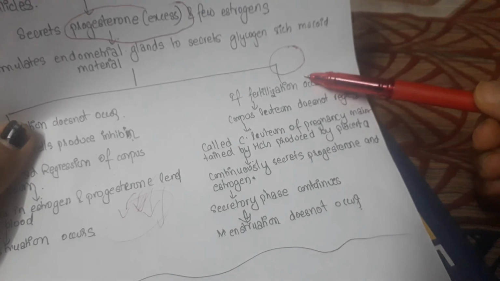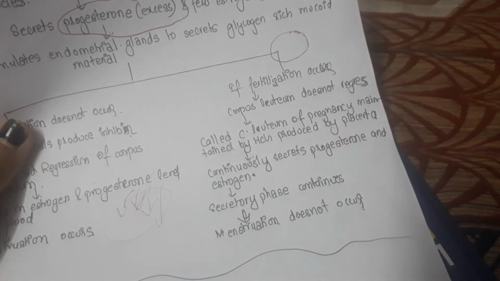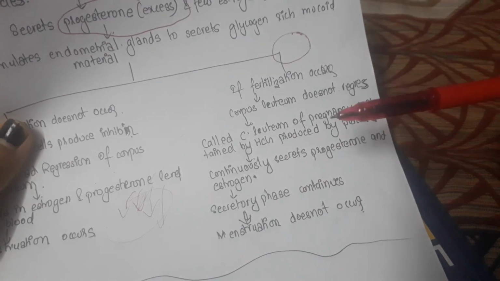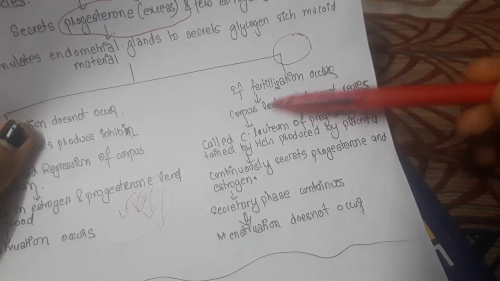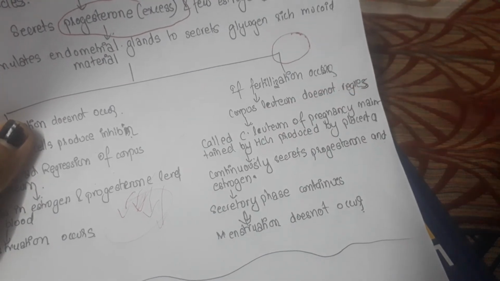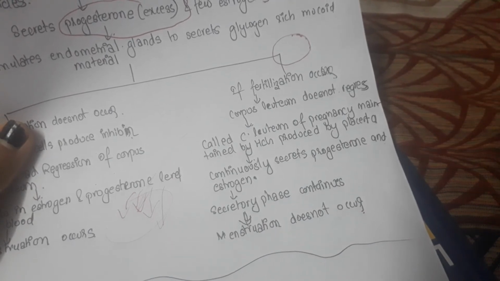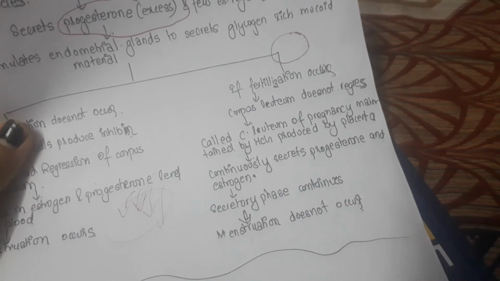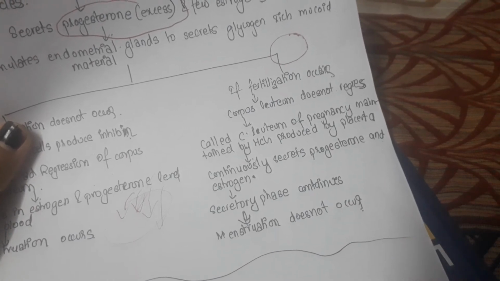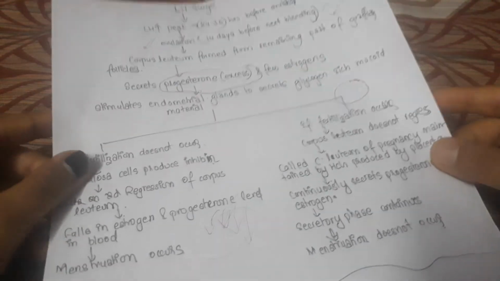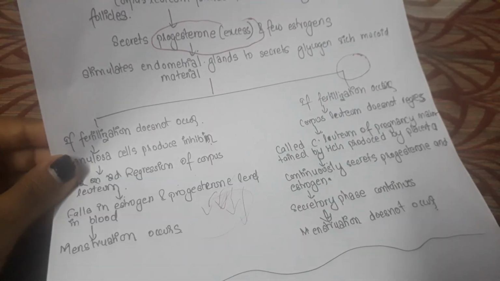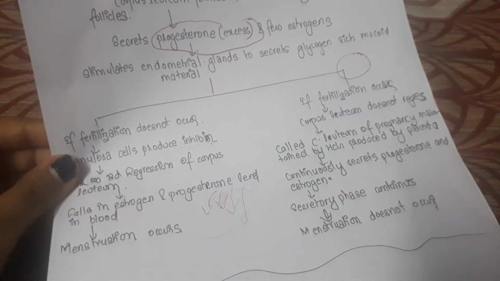But if fertilization occurs, then the corpus luteum has to stay a little longer, because it has to secrete progesterone and estrogen. So HCG plays a very vital role. If fertilization occurs, the corpus luteum is known as the corpus luteum of pregnancy, very, very important. And then menstruation does not occur because the endometrium is not shedding off. This is all about the functions of FSH and LH, and their role in bleeding.